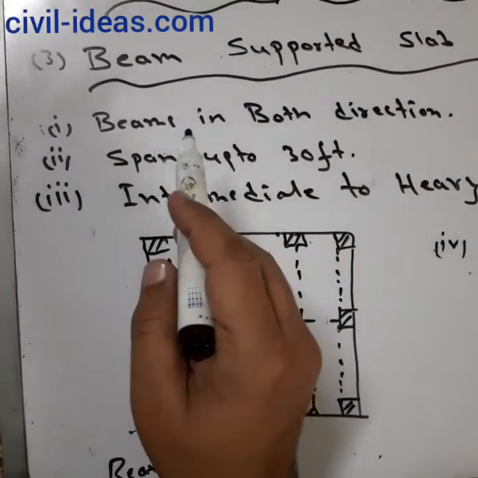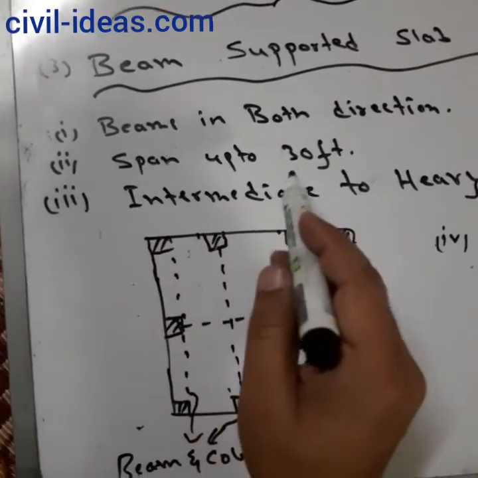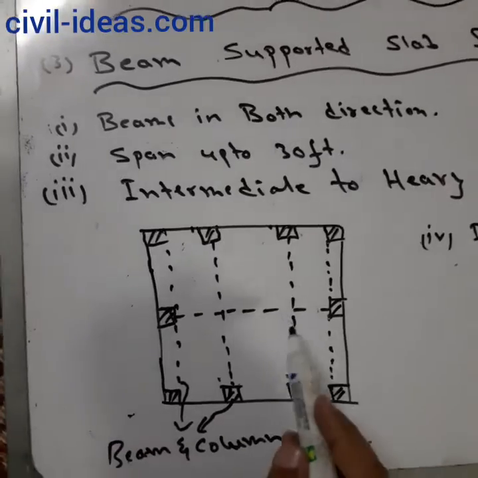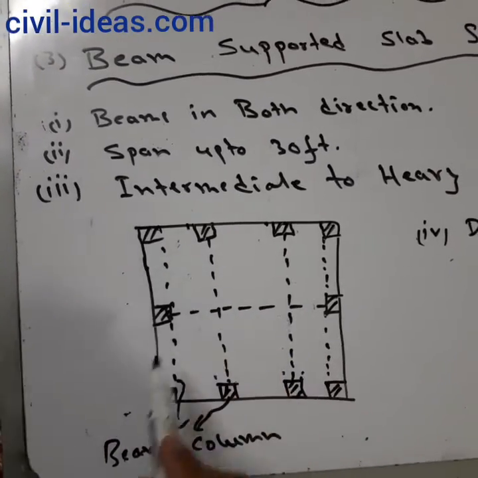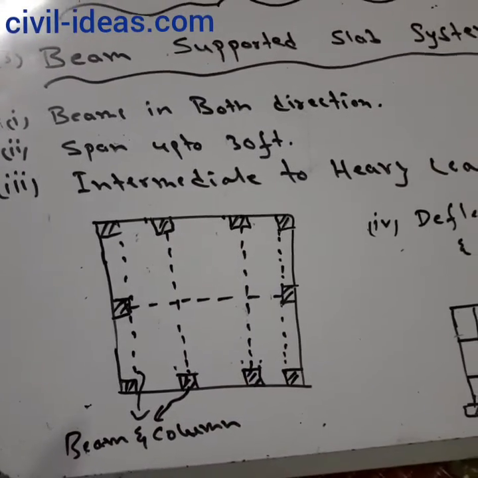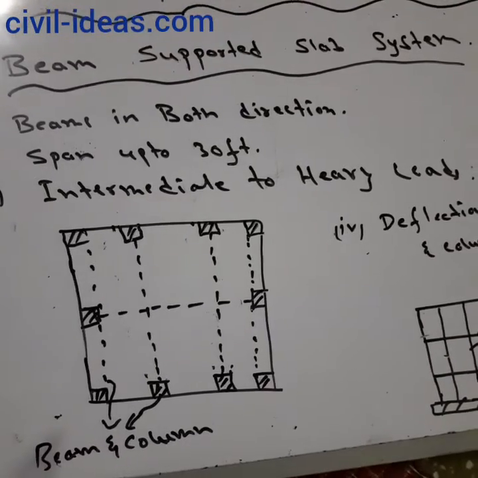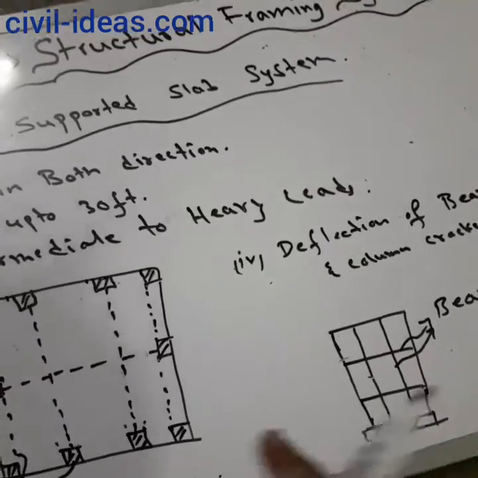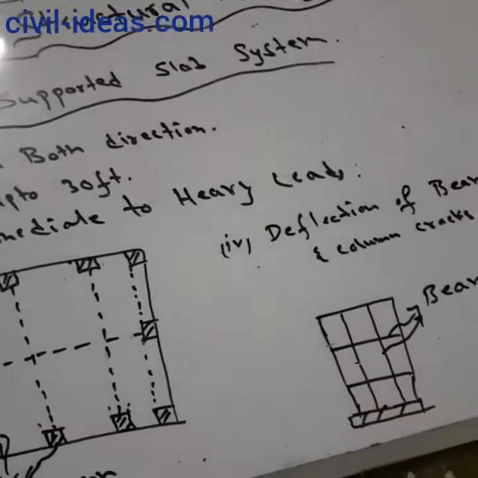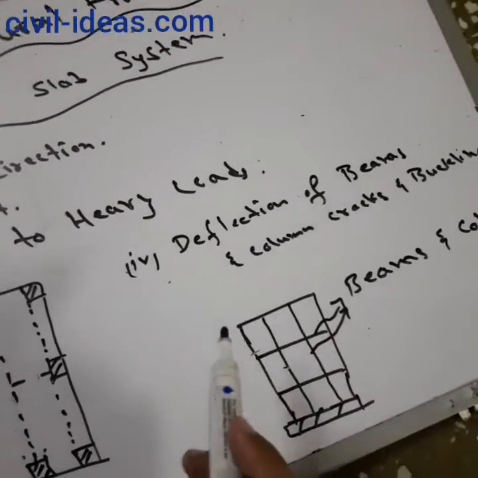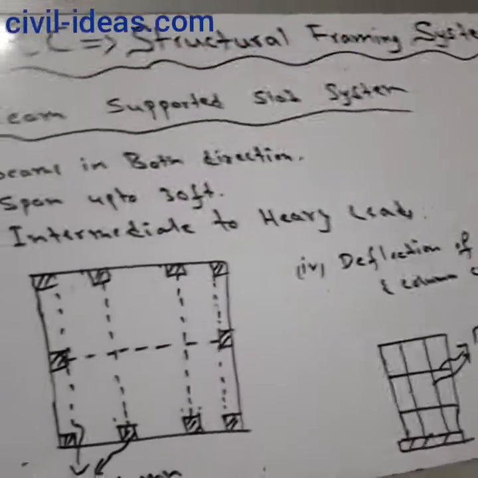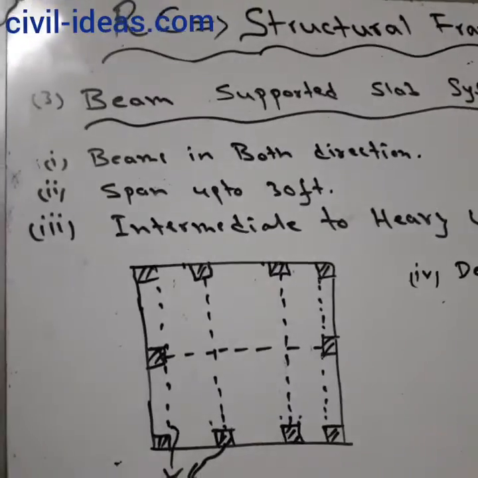In this type of system, beams are provided in both directions, with spans up to 30 feet. You may provide a span length between columns of up to 30 feet, and it is designed for intermediate to heavy loads. The deflection and failure criteria in this type of system may be deflection of beams and column cracks or buckling. So this is the third type.